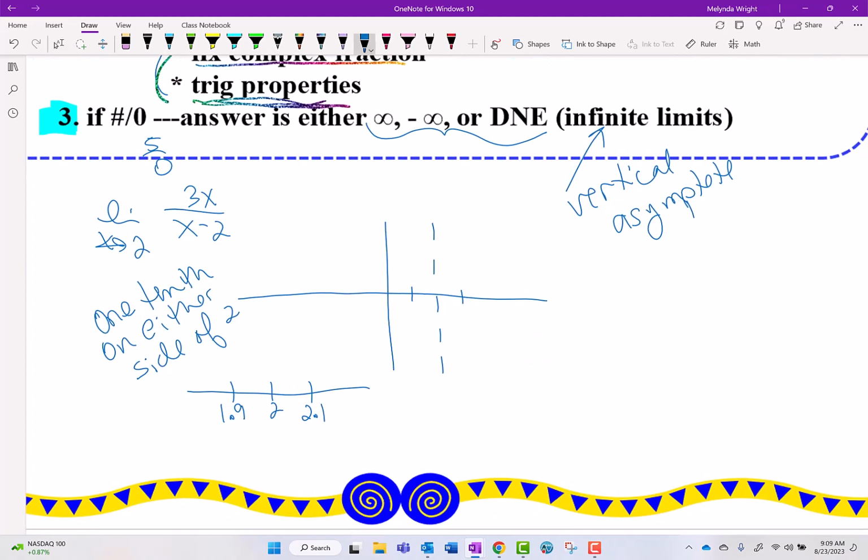So we think about this numerically. If I put in 3 times 1.9 over 1.9 minus 2, I'm just going to plug in a 1.9 up there and see if I get a positive or negative number. That's all I care about. So this is a negative number, which means that coming from 1.9, it's going down.